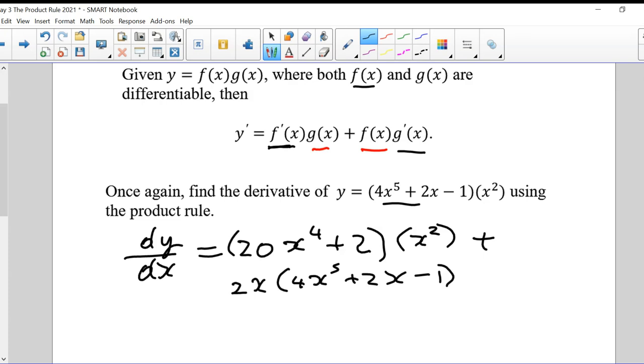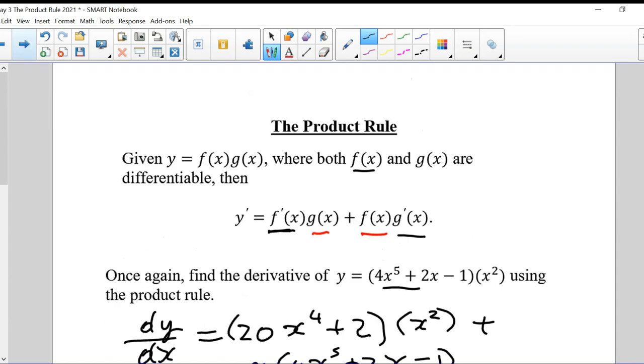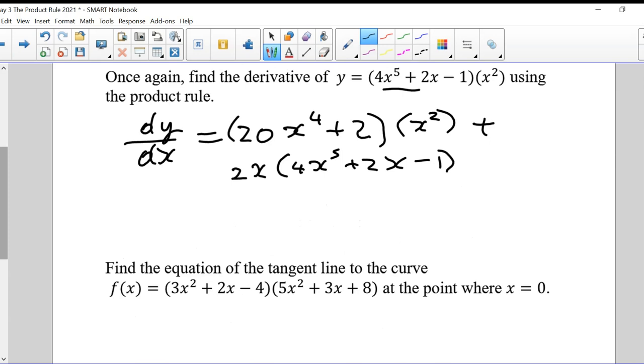Now, you're thinking, that doesn't look like the one we had before. When we did this before, we got 28x^6 plus 6x squared minus 2x. That doesn't look like what this is. That looks like a different answer. Well, let's find out. Let's multiply this out now.